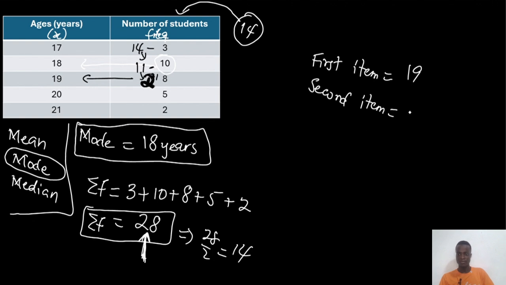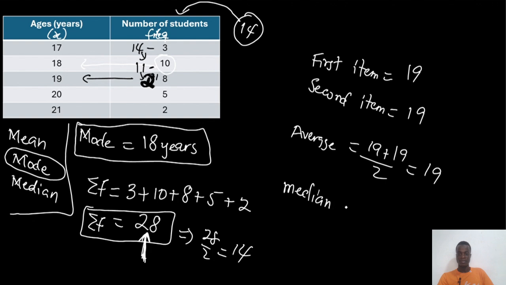Let me use my white. So we have 19. So at the end of the day, the average of the two, right? The average of the two will be 19 plus 19 all over 2, which is 19. Therefore, the median is 19 years. We are adding the unit because the unit is associated with that. So let me write the answer here so that I can use that space to calculate the mean. So median is equal to 19 years.